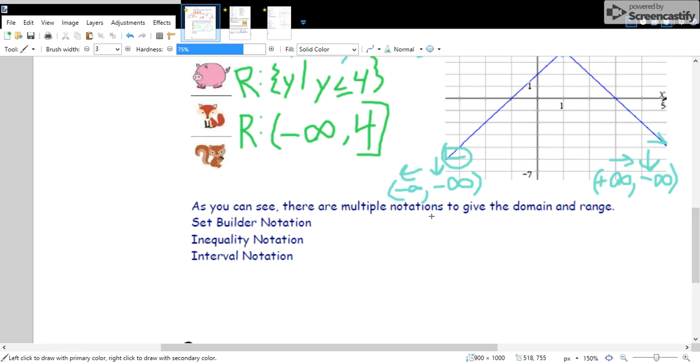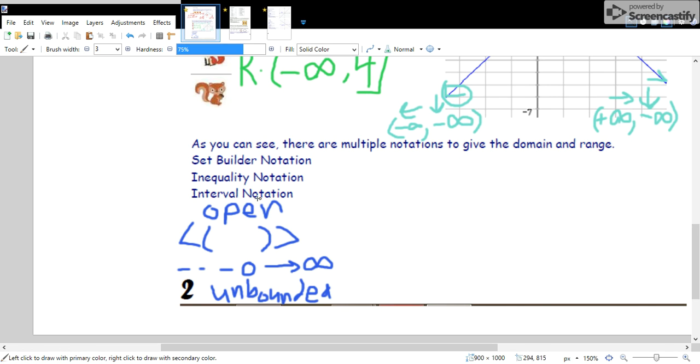So as you can see, there are multiple notations to give the domain and range. There's set builder notation, inequality notation, which is just the stuff inside of set builder notation in a lot of cases, and interval notation, this one. So we have open intervals. We have these kind of symbols, the less than symbol, open parentheses, and greater than. We have dashed lines, holes, arrows, and infinity symbols. Those are unbounded.